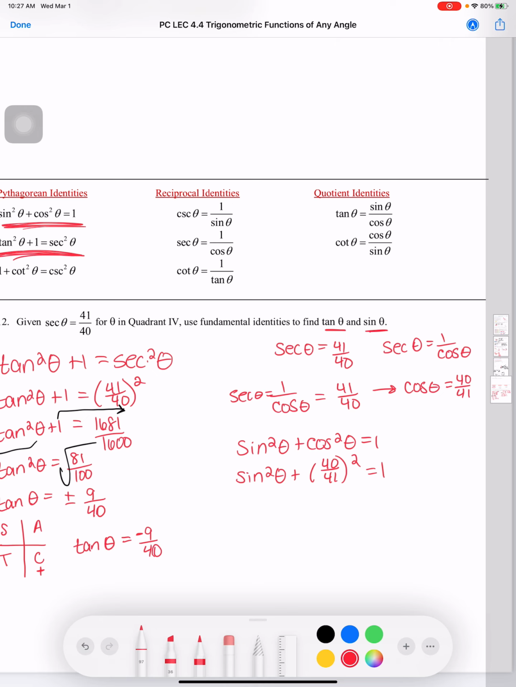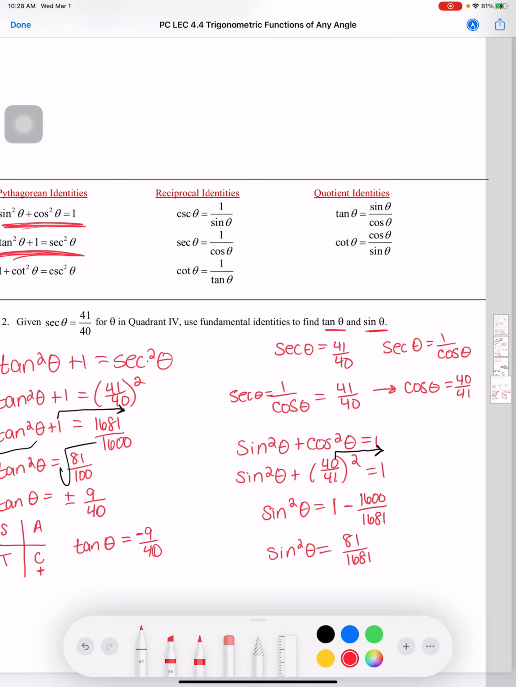If I square that, let's do this all in one step because I feel like I'm talking a lot and this video is going to be super long. So if I bring that across the equal sign and subtract in one step, what I'm left with is sine squared theta is equal to 1 minus 1600 over 1681. If I simplify this, just stick that in your calculator, what I'm left with is sine squared theta is equal to 81 over 1681.